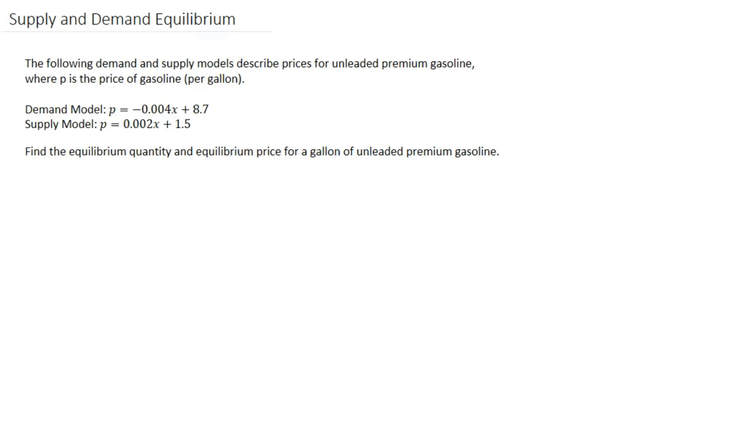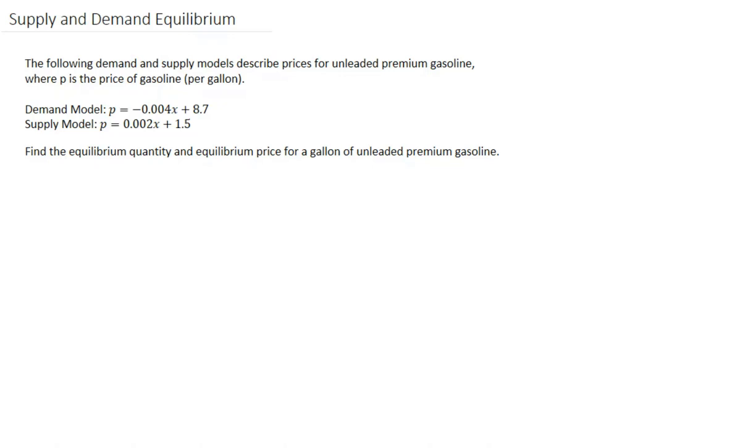Alright, so the following demand and supply models describe the prices for unleaded premium gasoline, where P is the price of a gallon of gasoline. Okay, and so we have a demand model and a supply model. Again, the hard part in real life is coming up with those equations that model each side of the economy, but here they're given to us, and so we're asked to find the equilibrium quantity and the equilibrium price for a gallon of unleaded premium gasoline.